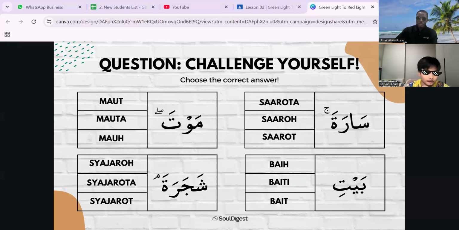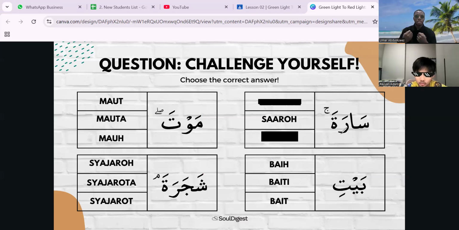So this word, can you pronounce this? How are you going to pronounce it? Choose the correct answer by putting it like this, or like this, or like this. Then pronounce. Can you pronounce? Sarah. Good. But make sure that the 'ha' sounds better at the end. Sarah.